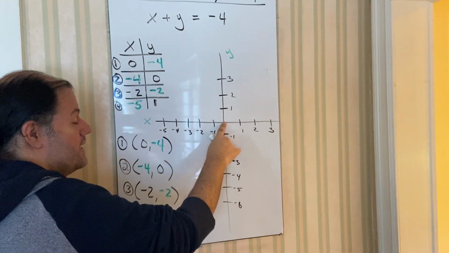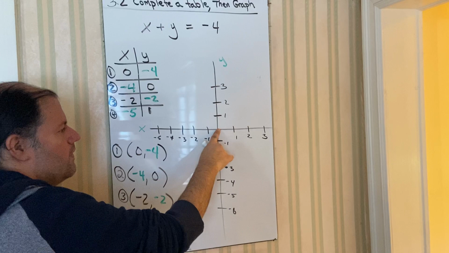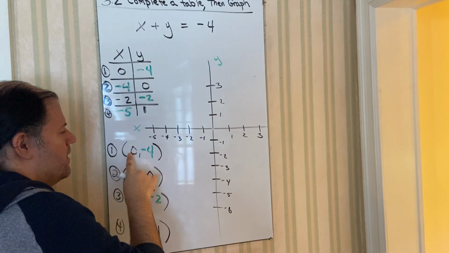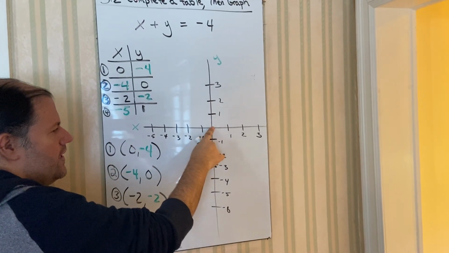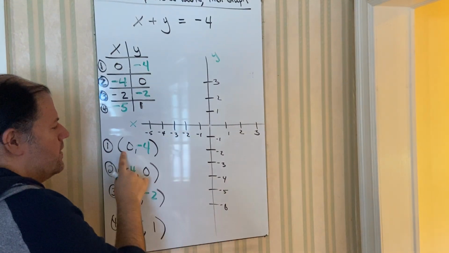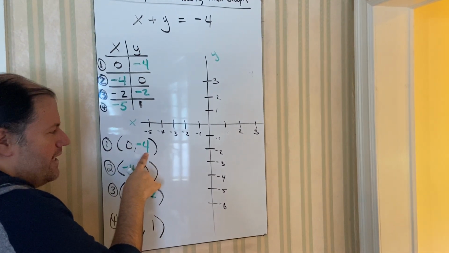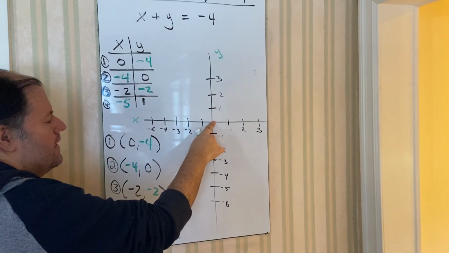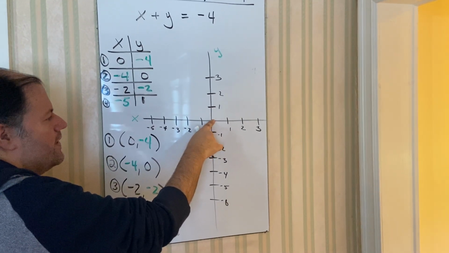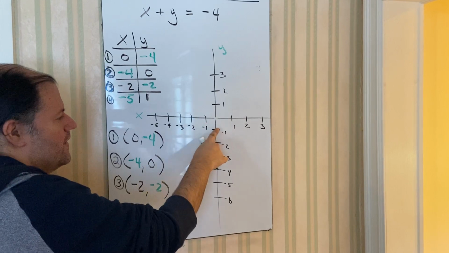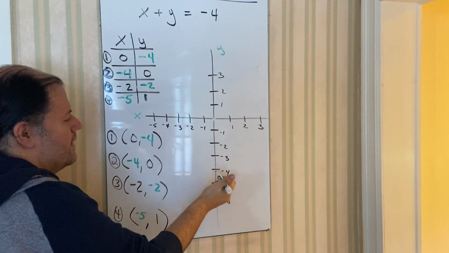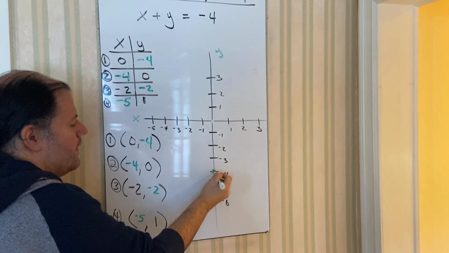Then the y spot tells you to go up or down. Remember, once you find x, you're just resting your finger. You're not making a mark. You can only make a mark once you find this and you go up and down. So I'm resting, and then -4 tells me go down 4 units from where my finger is resting. 1, 2, 3, 4. Now we can mark that.